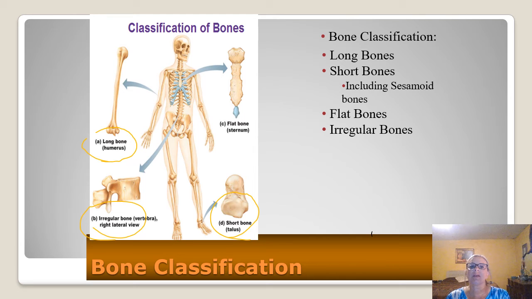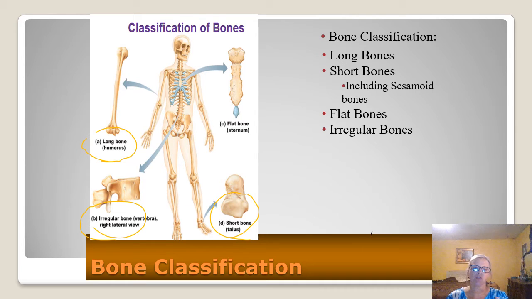Then we have flat bones like the sternum, and they're more plate-like. They can have a broad surface. Some other examples would be ribs, scapula, and the skull. Irregular bones can have various shapes and sizes or be connected to other bones.